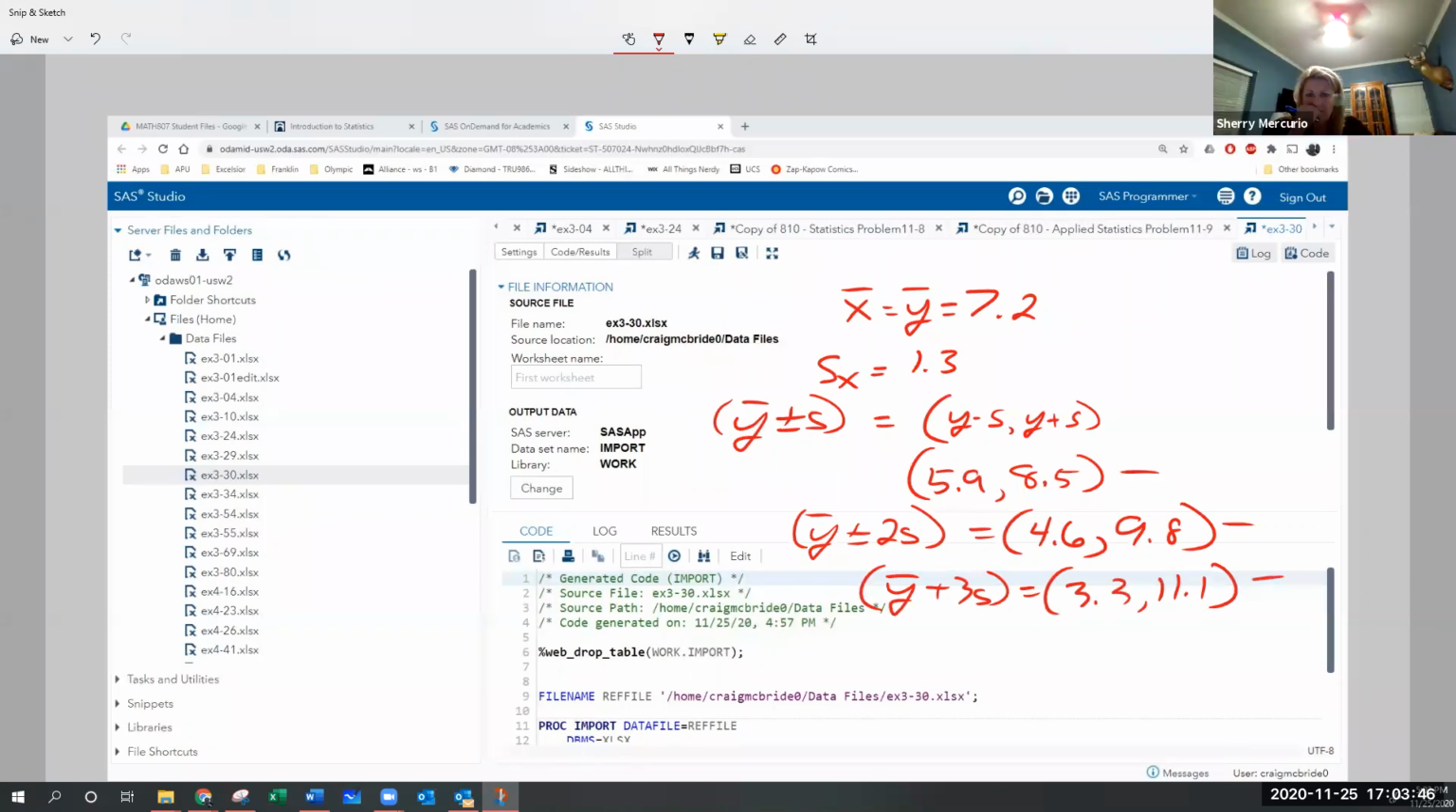Then you have to go into your data and count up how many data values in your sample fall within this interval. Well, now, since everything was whole numbers, obviously you're looking for something bigger than 5.9, so 6, and less than 8.5. So you're going to look for 6s, 7s, and 8s. Those are the only ones that would fit inside this interval.